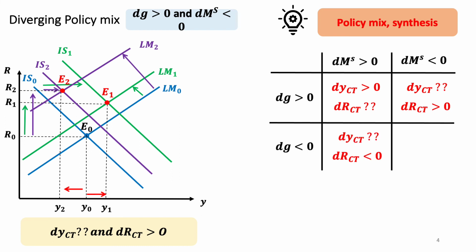Third combination possible, a diverging policy mix with a restrictive fiscal policy and an expansionary monetary policy. The US, at the beginning of the 1990s, is an example of that. Under the presidency of Bill Clinton, the government decided to reduce the public deficit, while at the same time, Alan Greenspan, governor of the Fed, decided to conduct an expansionary monetary policy in order to attenuate the recession triggered by the fiscal policy.